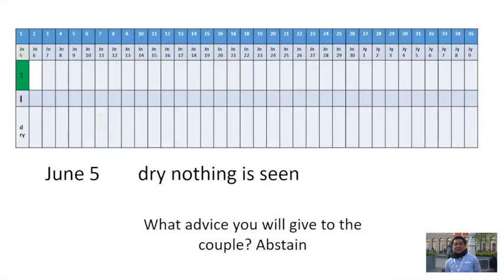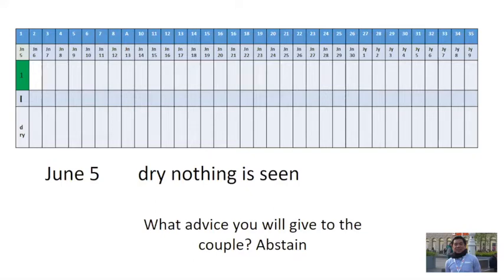So the charting begins last June 5, no? This is not 2022 but 2020. June 5, dry. Nothing is seen. Color green, vertical line. The last row there, written there, dry. What advice? Because it is the first charting, the advice would be abstain, no? It is day by day.